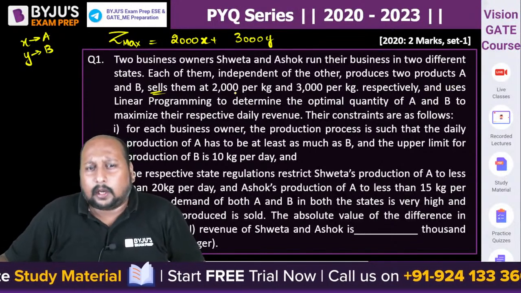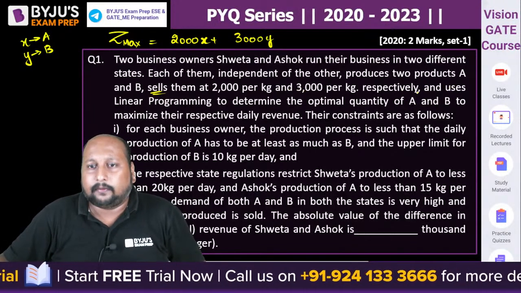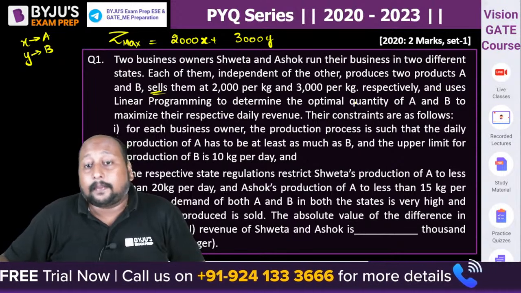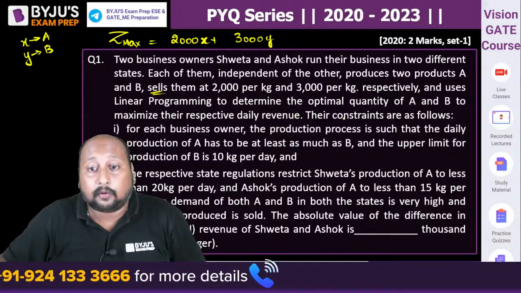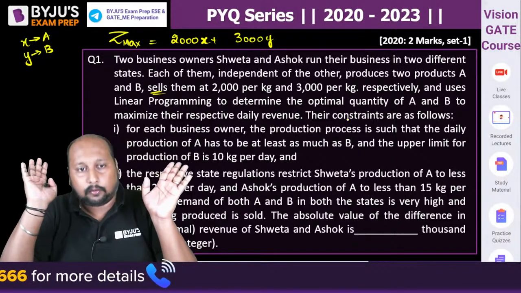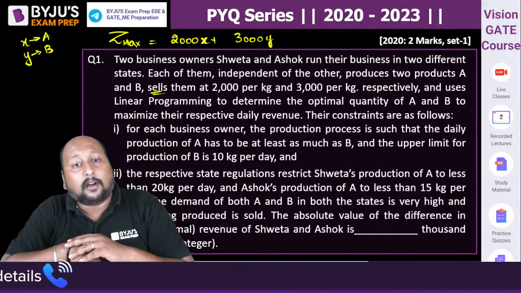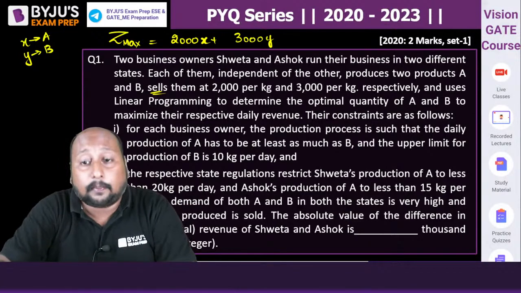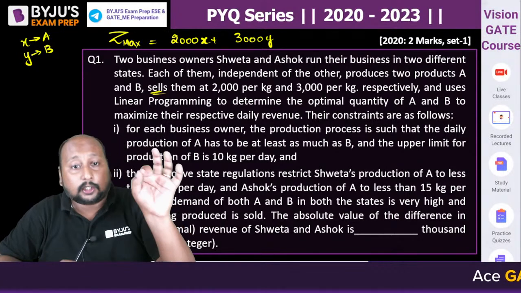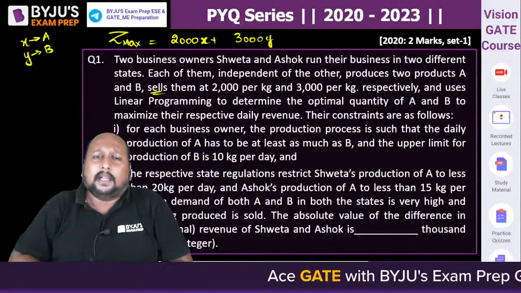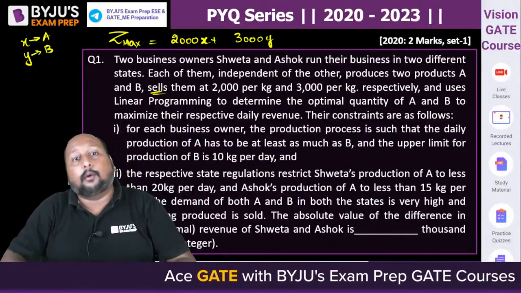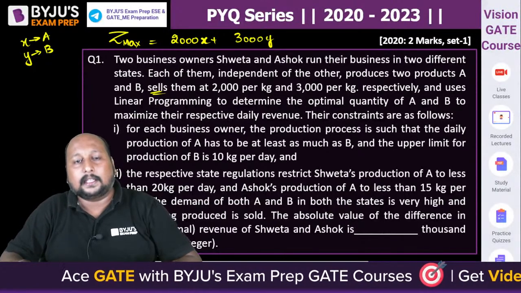Now let's further discuss. They use linear programming to determine the optimal quantity of A and B to maximize their respective daily revenues. There are some constraints that we have to follow. The first constraint is, for each business owner, the production process is such that the daily production of A has to be at least as much as that of B. ये दोनों के लिए common है. This is common for both the owners, that is Shweta and Ashok.